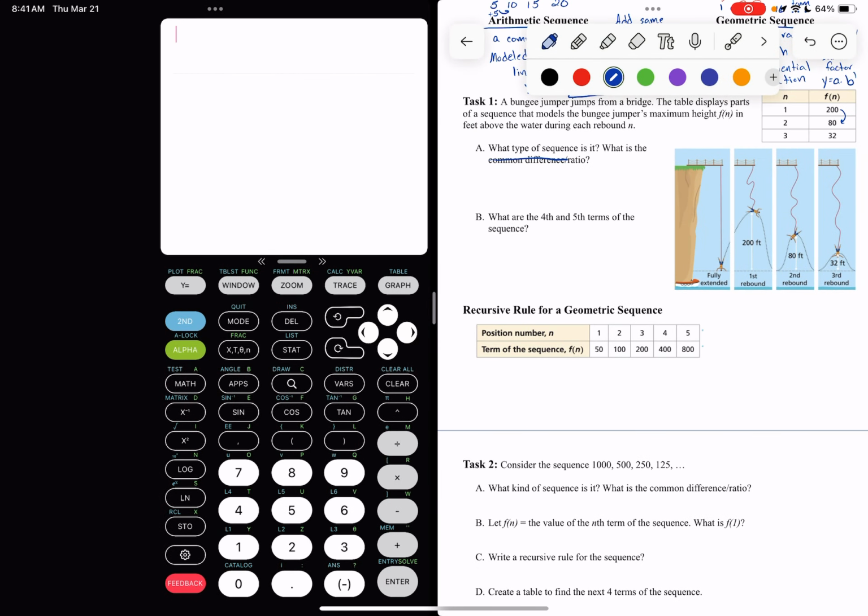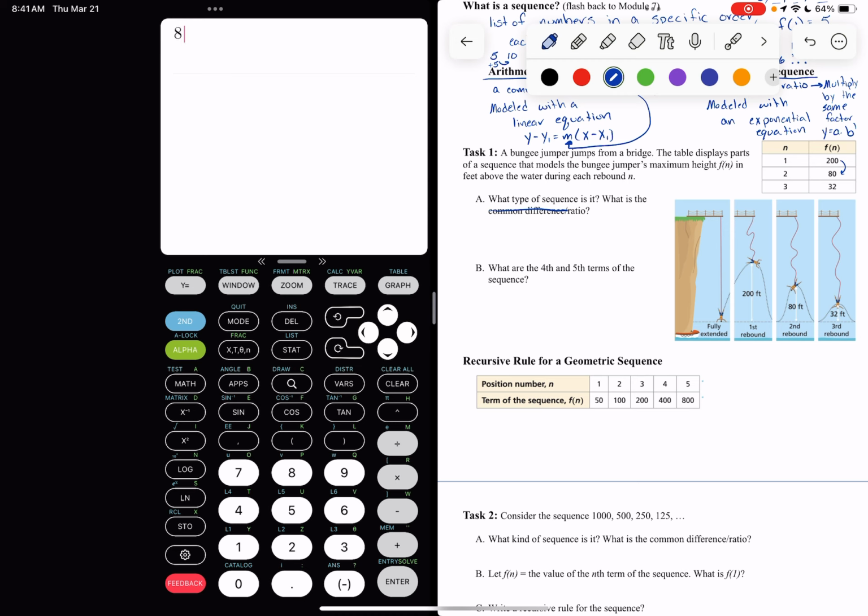There we go. Okay, and let's take that 80 and divide it by the 200. And so basically I take the 200 and multiply it by 0.4 to get the 80. And then what about the 32? 32 divided by 80, 0.4. So I take the 80 and multiply by 0.4 to get 32. So what type of sequence is it? I'm multiplying by the same amount each time, so that tells me it is a geometric sequence.